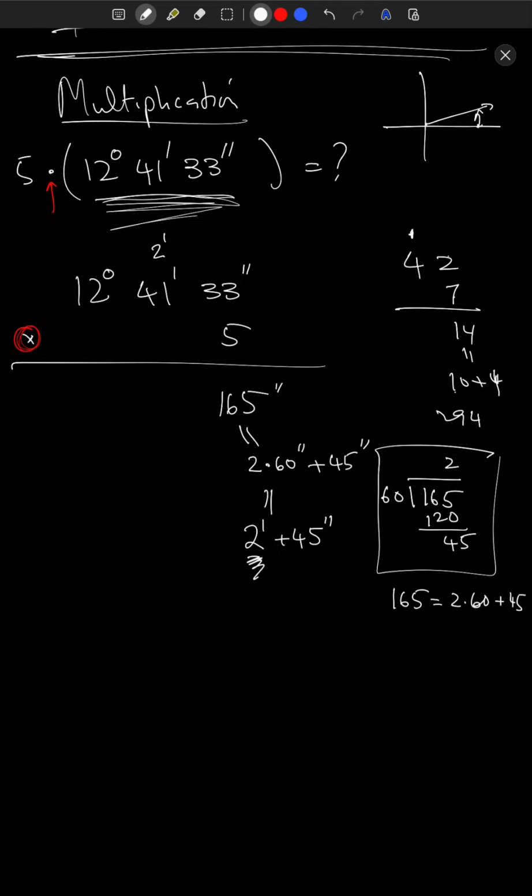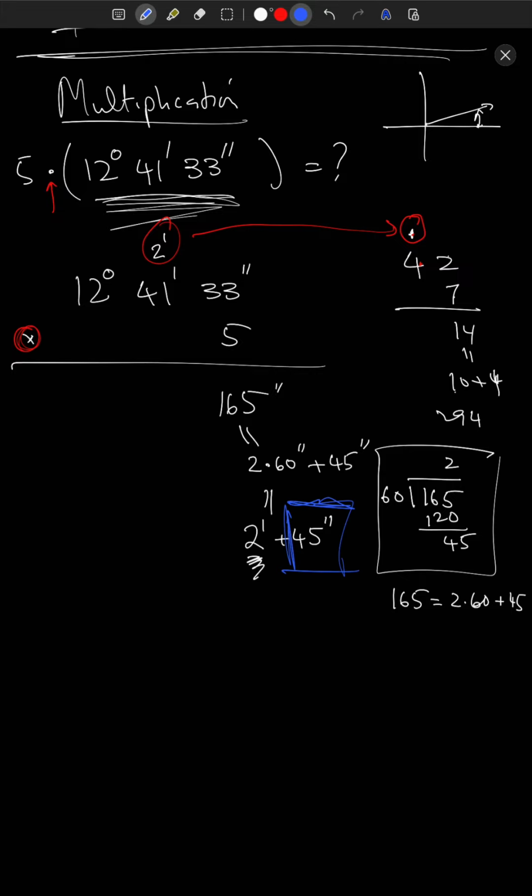Putting this 2 minutes there is equivalent to putting the 1 there, because in terms of regular multiplication, this first column is the tens column. Every number here represents 10 of those things. So this 4 represents 40, that 1 represents 10. And here, this 41 is the minutes column. So it's 41 minutes and 2 minutes. Next, for this first column, we end up with just 45 seconds, and we've brought the 2 over to the next column.